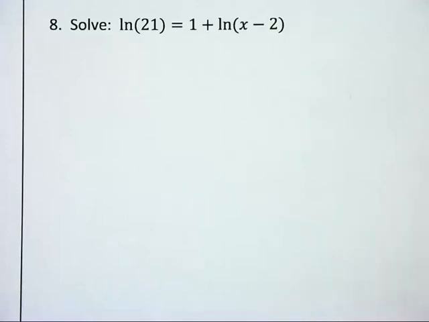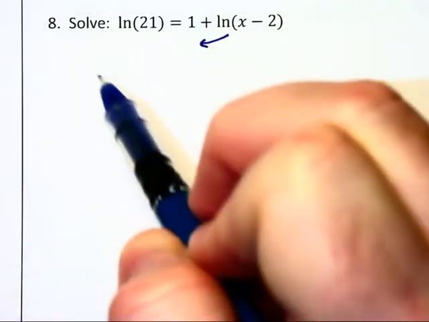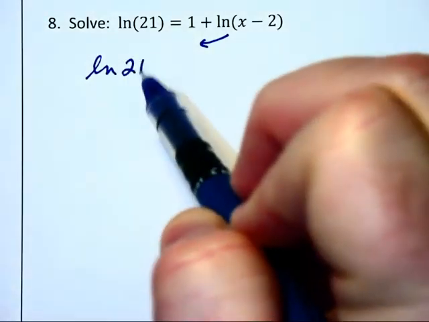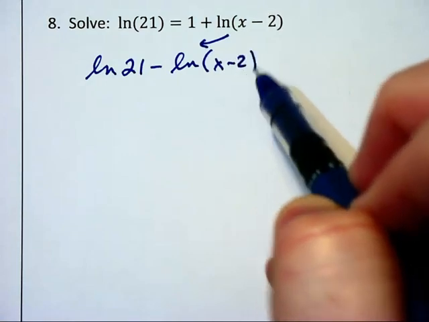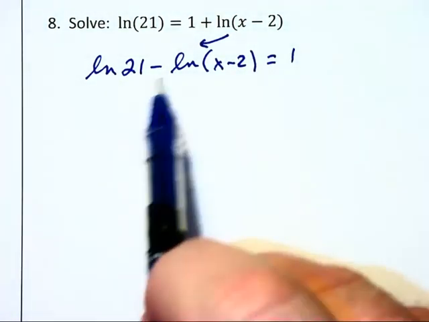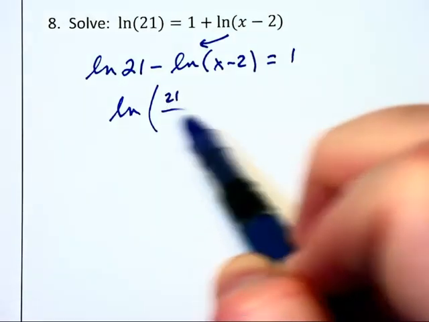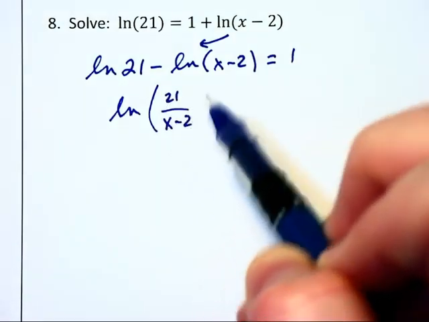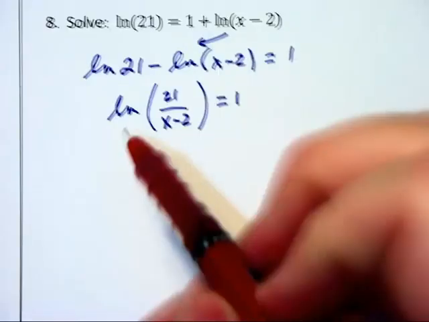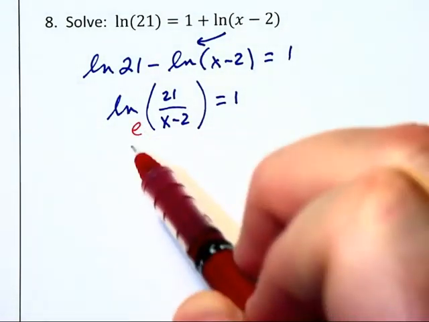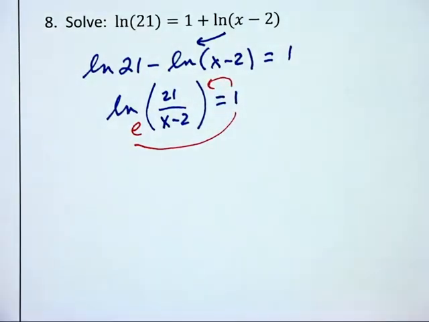Another log problem, but this time involving natural logs. I want to get all the logs to one side, so I'll have the natural log of 21 minus the natural log of x minus 2 is equal to 1. The difference of two logs can be written as the log of their quotient, so I will have 21 over x minus 2 as the argument to the log equals 1. And then I'm going to need to put an understood base of e in and go e to the first equals what's inside that argument.